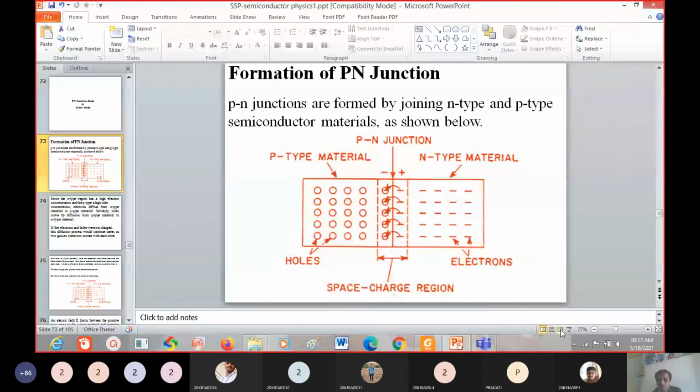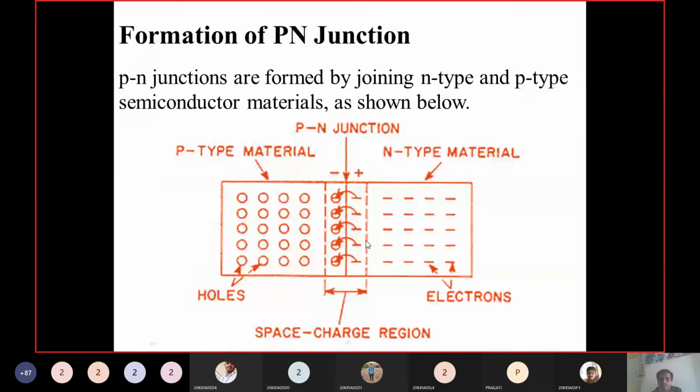Okay, so now here, positive ion core will be developed on the N region and negative ion core will be developed on the P region. Because of these positive and negative ion cores, some electric field will be developed here. Due to that electric field, some potential will be developed. That potential region we will call the space charge region.